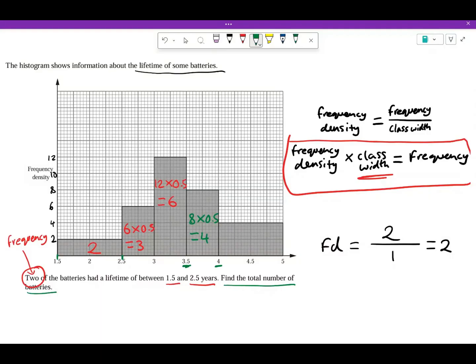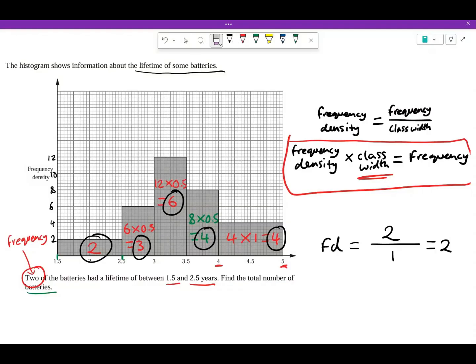And then let's move on to my final bar. The height of my final bar is here, which is at 4. So we're going to do 4 multiplied by our class width, which is the difference between 4 and 5, which is 1. So this is going to be equal to 4. So now I've got all my frequencies. We've got 2 for the first one, 3 for the next one, 6 for the next one, 4 for the next one, and 4 for the final one.